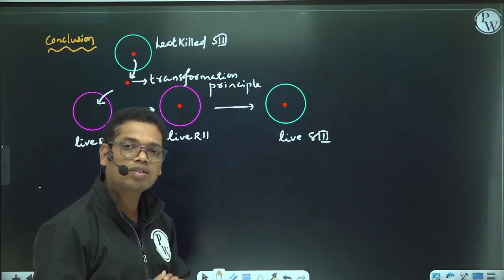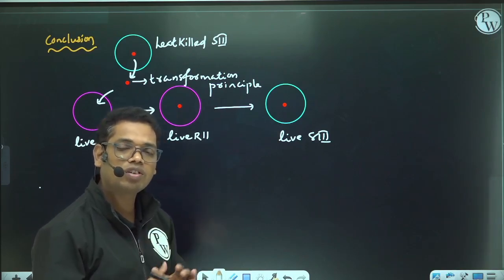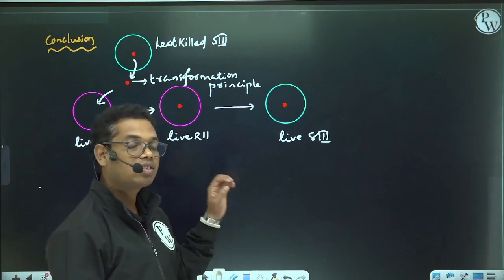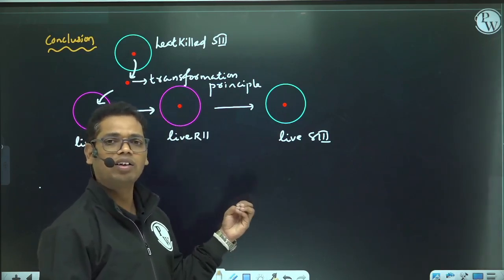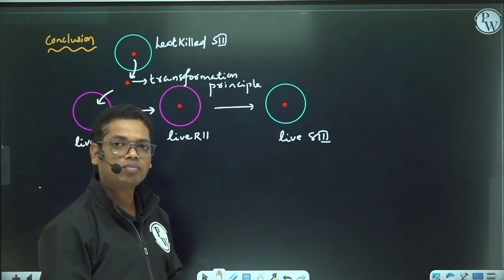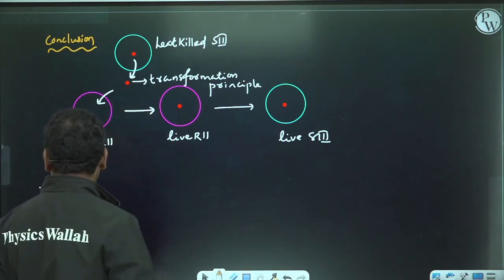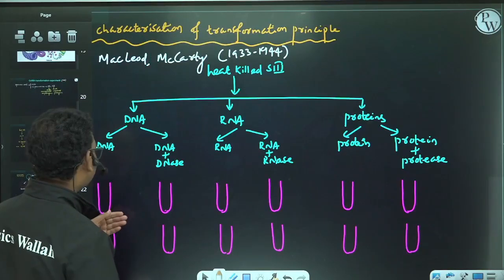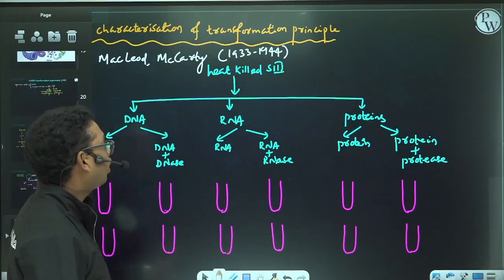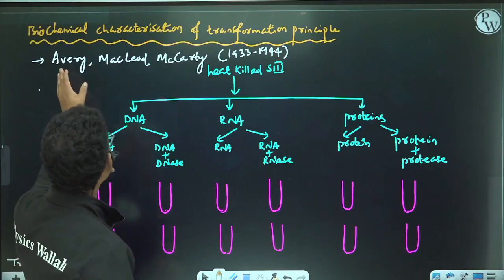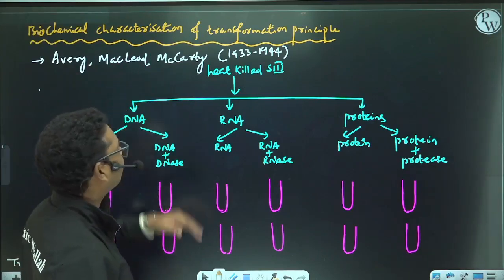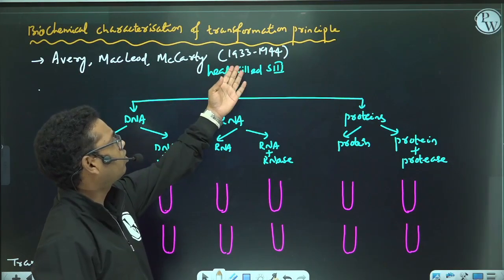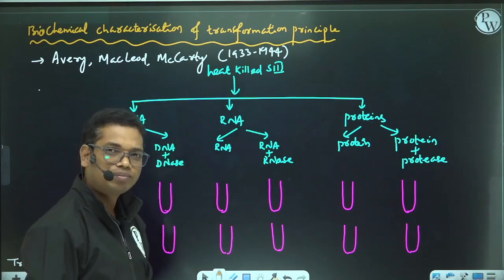He could not say the chemical nature of this transformation principle. He could not say whether this chemical was protein or RNA or DNA. So to characterize this chemical, three different scientists came and performed an experiment, and they were Avery, McLeod and McCarthy, and they performed this experiment between 1933 and 1944.